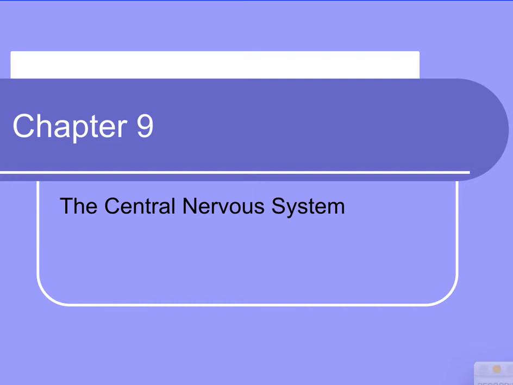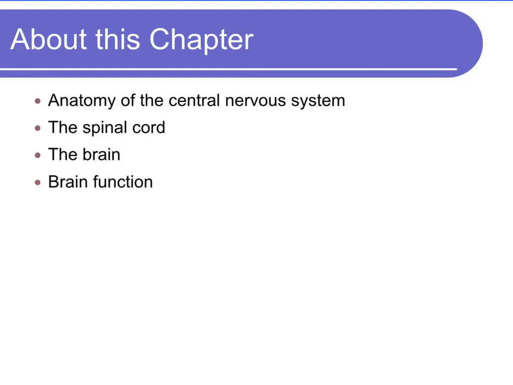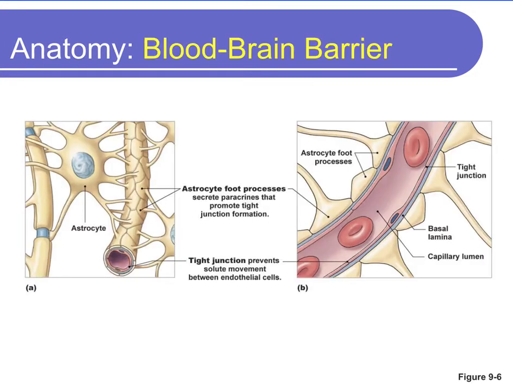Chapter 9, the central nervous system. So here we'll focus on just the central nervous system, looking at the spinal cord, the brain, and their function. So remember, the central nervous system has to be protected. We need this extra layer of protection, and that's created with the blood-brain barrier.